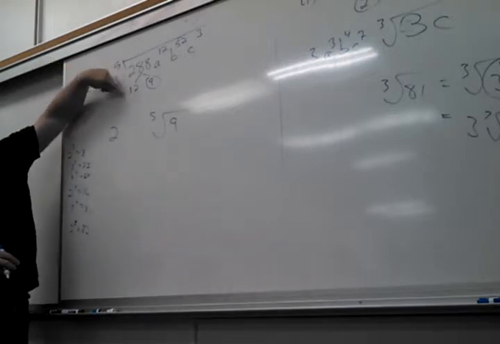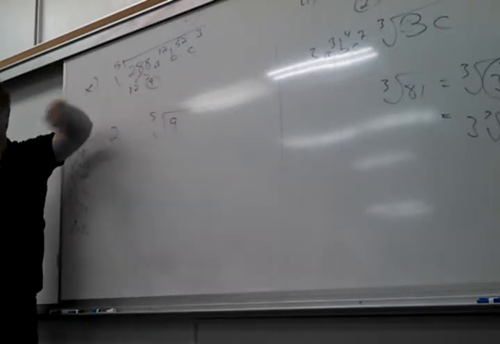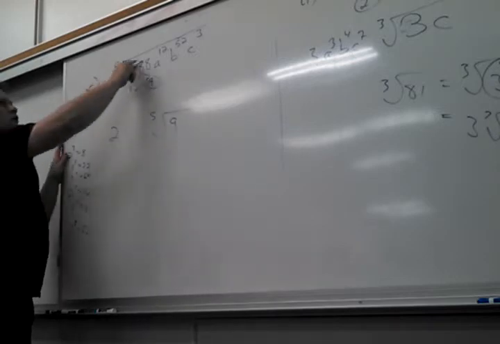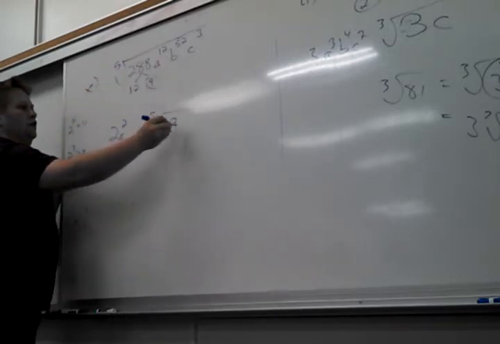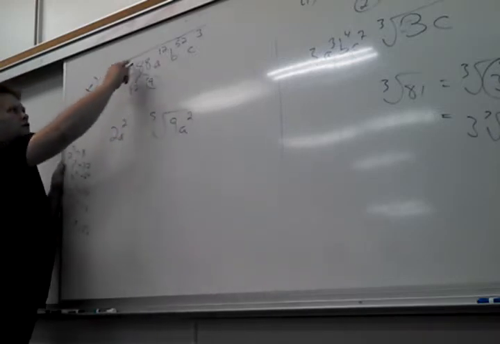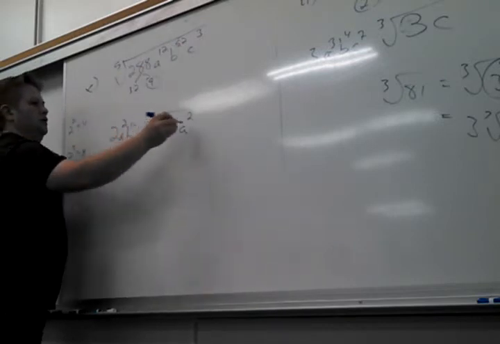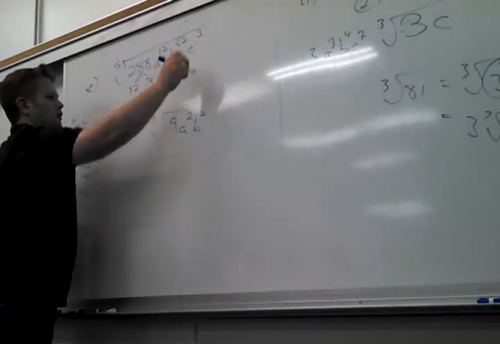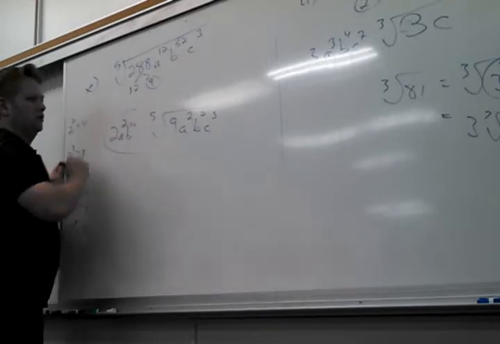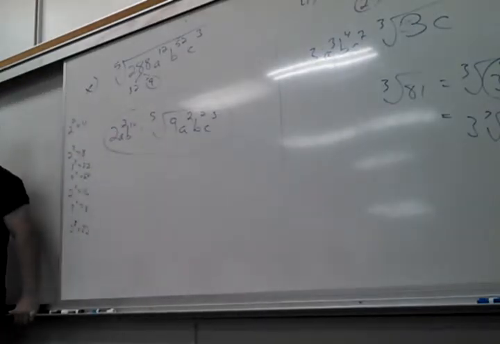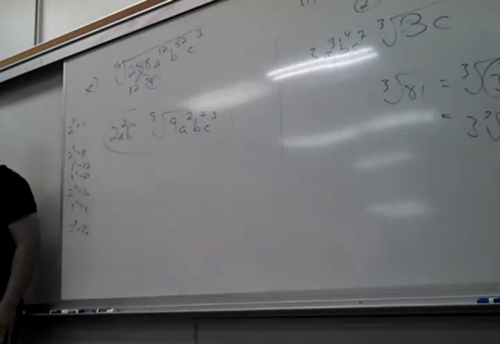Do the parts you can. Don't do the parts you can't. 5 goes into 12 twice with 2 left over. 5 goes into 52 10 times with 2 left over. 5 goes into 3, no. But put a times there. You don't have to, but I just had too much space there. I want to fill it with something.